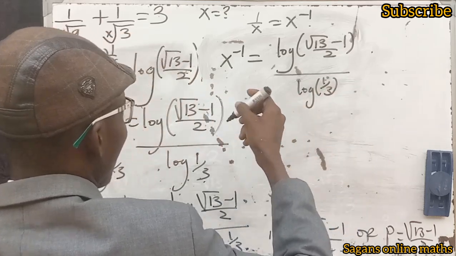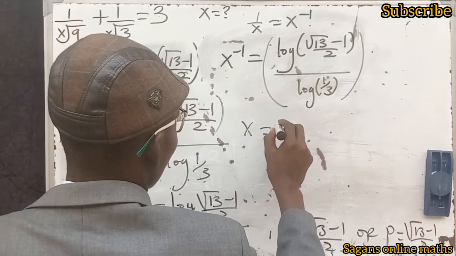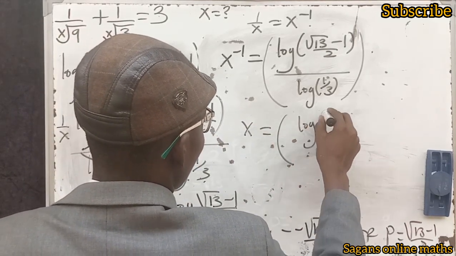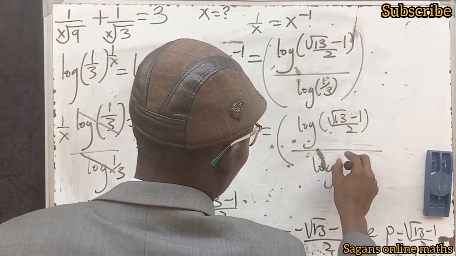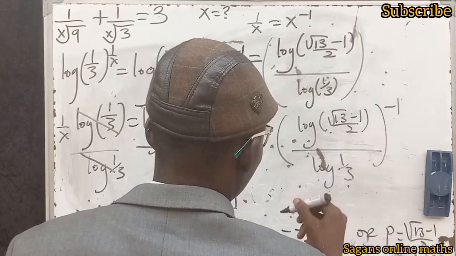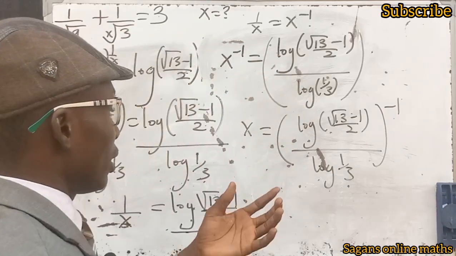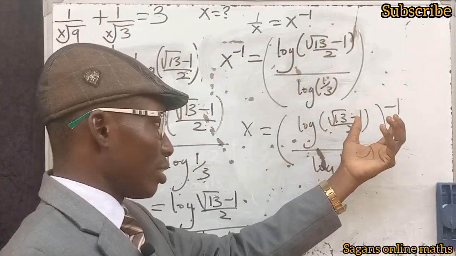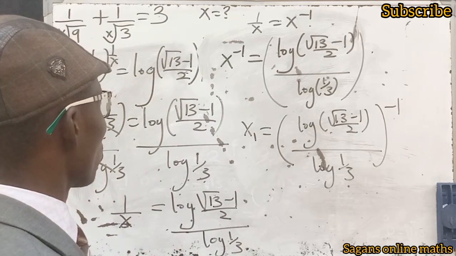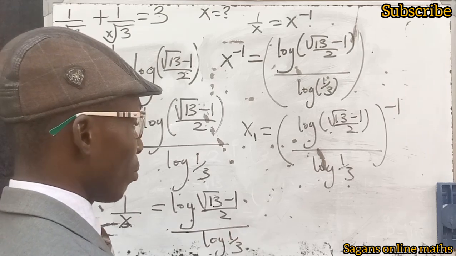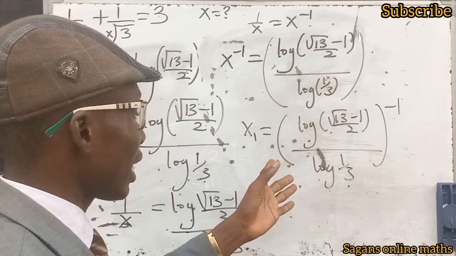Now if we multiply both powers by minus 1, that means x will be equal to log of root 13 minus 1 divided by 2, divided by log 1 over 3, all to the power minus 1. Now this is the value of x, or you can put it either way, 1 over this, but this is the value of x. Then you can also use the other value of p, minus root 13 minus 1 divided by 2, to solve for the value of x. Now if you simplify this, you have the value of x. Can you see how simple and interesting it is?